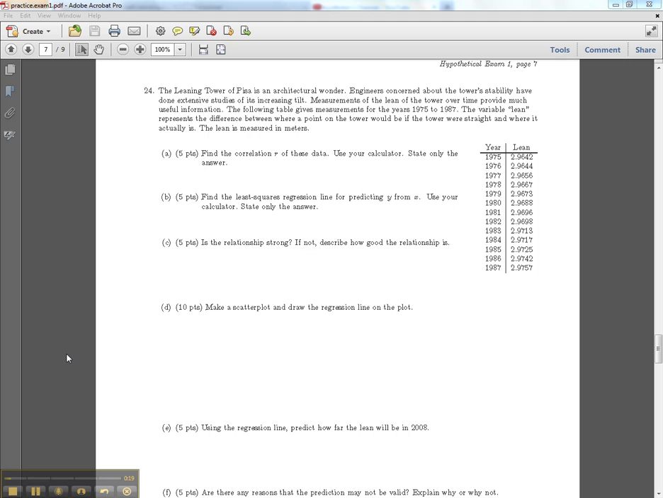The variable lean represents the difference between where a point on the lower tower would be if the tower were straight and where it actually is. The lean is measured in meters. Letter A is wanting to find the correlation R of these data. Use your calculator. State only the answer.